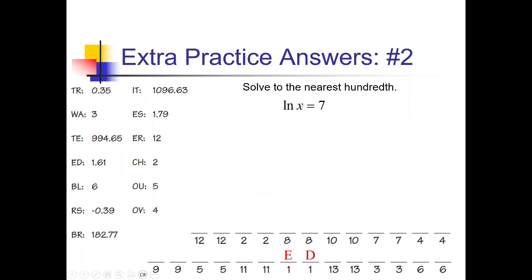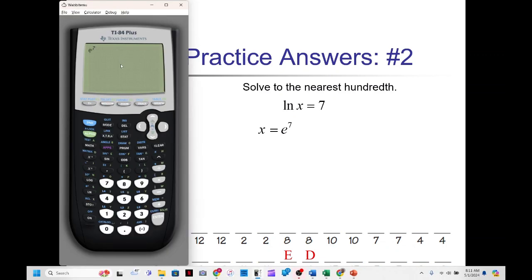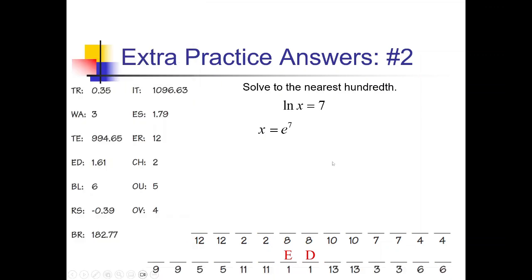For this next equation, we have ln of x equals 7. So to solve this, I'm going to raise the base, which is base e, to both sides of this. So that'll just cancel out the ln on the left side, giving me just x, and I'll have e to the 7th on the right side. Now I have to plug that in the calculator. So plugging in e to the 7th gives me 1096.63. And that's right here, easy to spot that. That's IT going in the 2 spot.